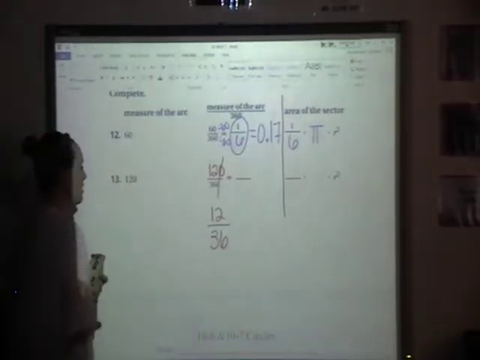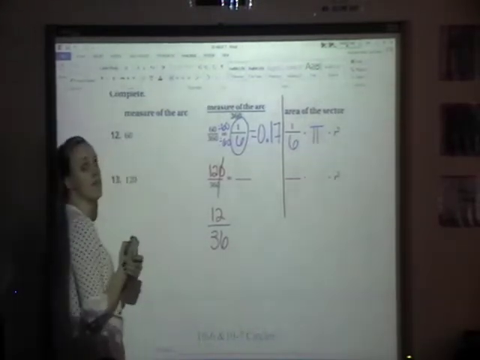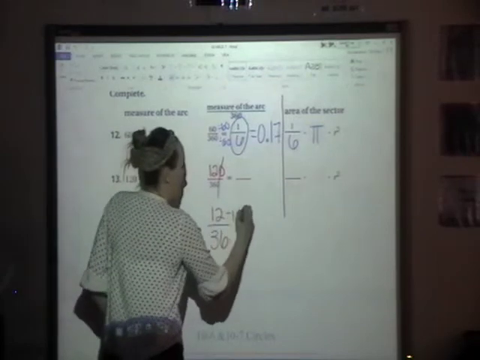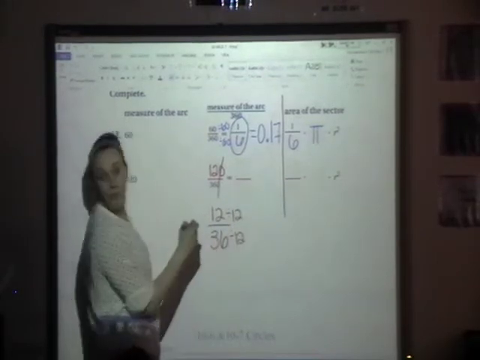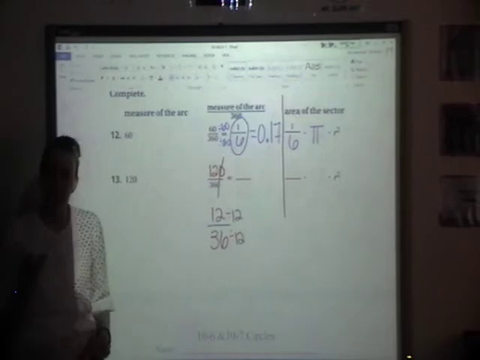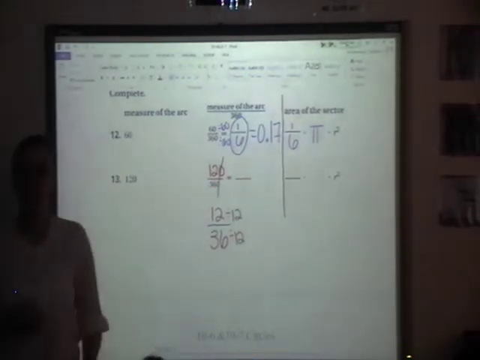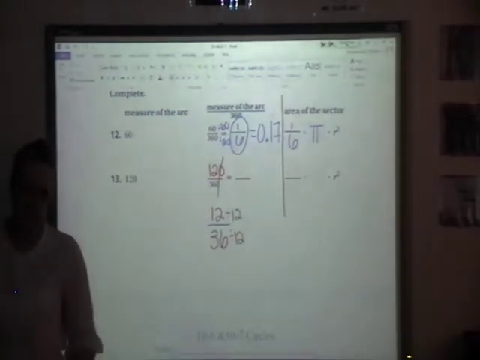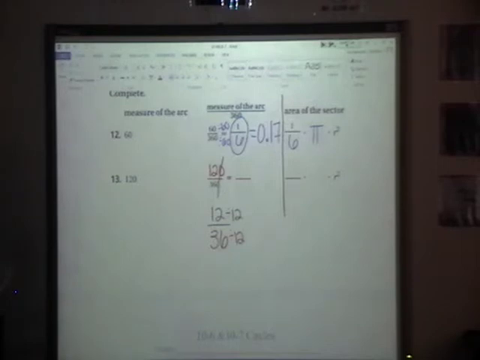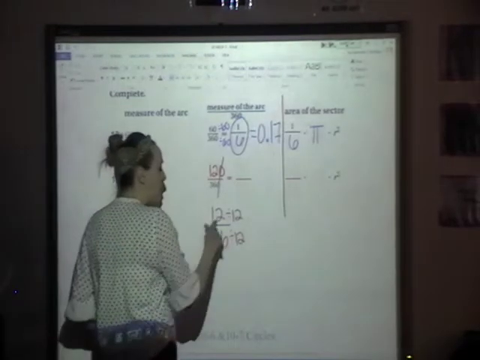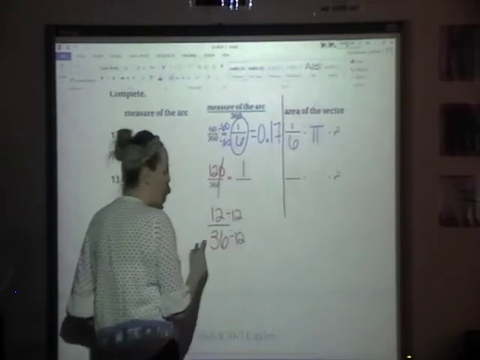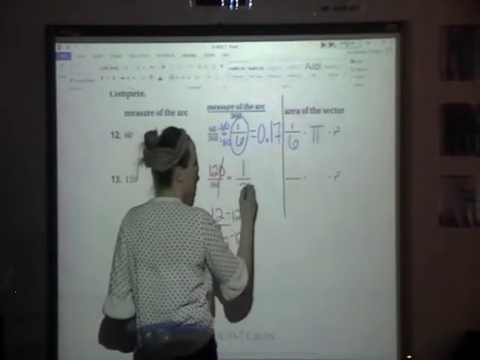6. I can do more than 6. 12. You could totally do 6, but then it could be simplified again because it would be 6 over 36. And then you would just have to see that 6 can also go into 36. So you can divide by 12. 12 divided by 12 is 1. And 36 divided by 12 is 3.